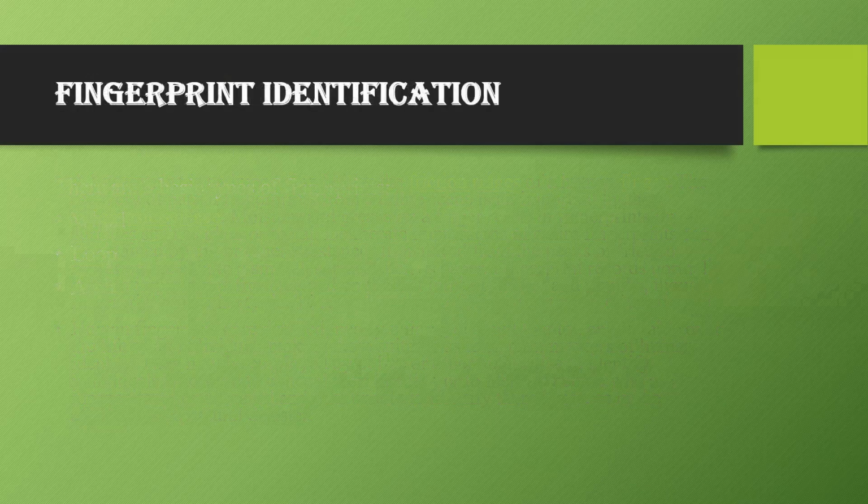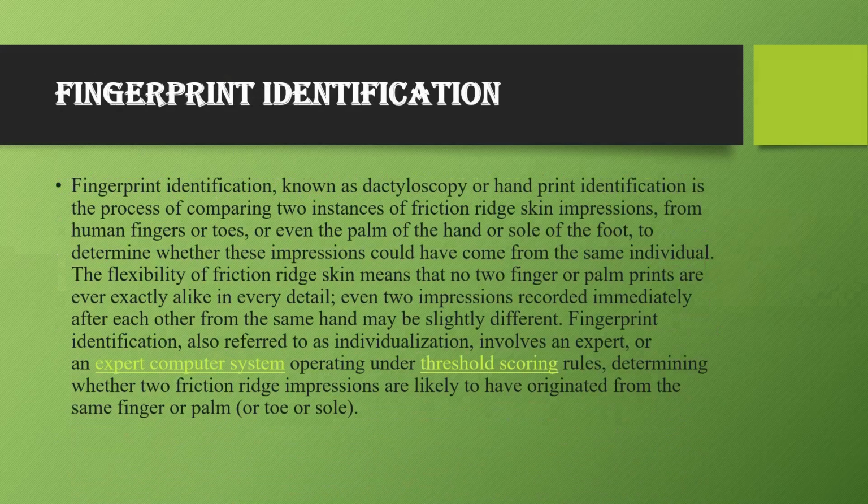Next, fingerprint identification. How we can identify a fingerprint. Fingerprint identification, known as dactyloscopy or handprint identification, is the process of comparing two instances of friction ridge skin impressions from human fingers or toes, or even the palm of the hand or sole of the foot, to determine whether these impressions could have come from the same individual.